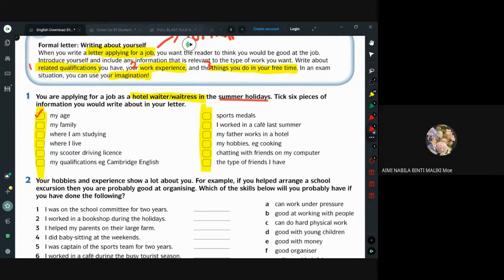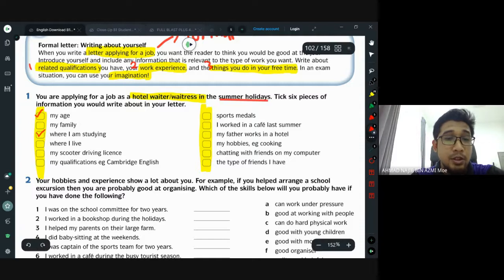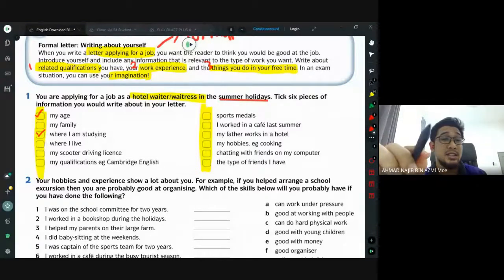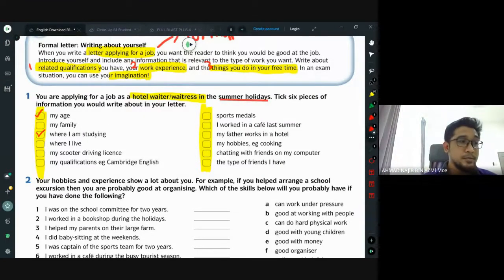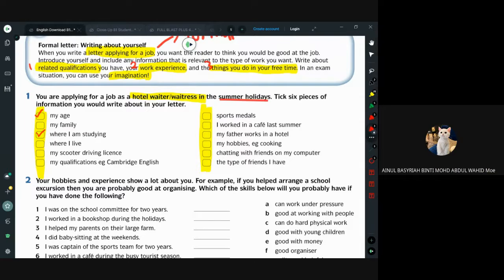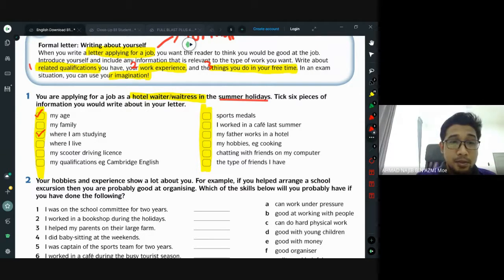Yes. Where I am studying. Yeah, sure. It could be. Now, not all of these things do we necessarily put in. Where I live, is that important? Yes. Why is it important?